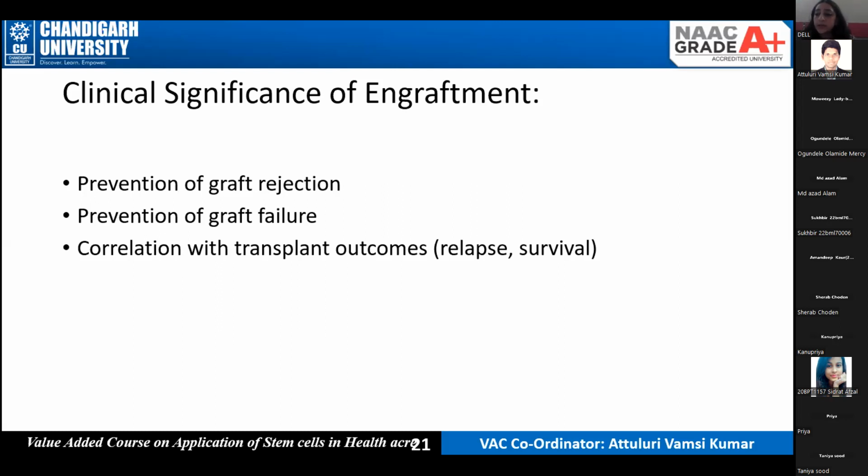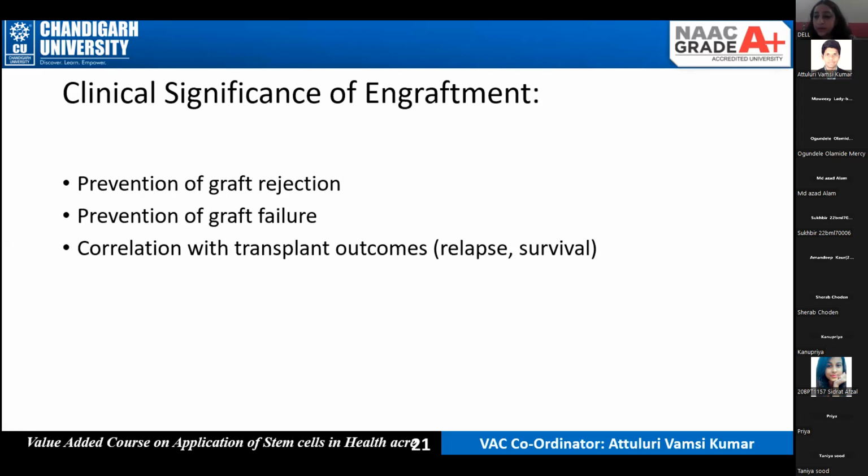These are the factors which contribute: inadequate stem cell dose, poor stem cell viability, or graft versus host disease. These are the conditions we have to prevent. We have to look for graft failure. For early detection of graft failure, we have to go for timely intervention and timely alternative treatment modalities. And the last one is the correlation with transplant outcome.